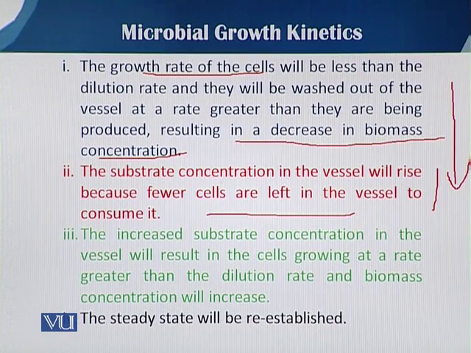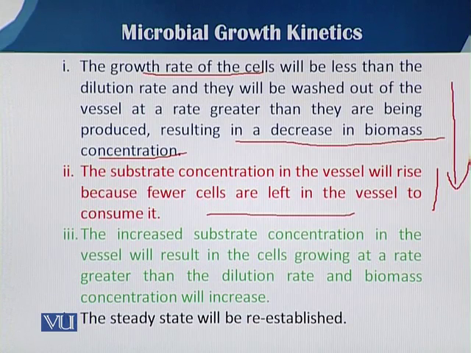What happens? When there is an increased substrate concentration, it directly affects mu. So when there is more substrate, there is a higher specific growth rate. So in the first condition, when there is a washing out and then a decrease in biomass concentration while the dilution rate is the same, what happens? Then the greater availability of the substrate leads to a higher specific growth rate.